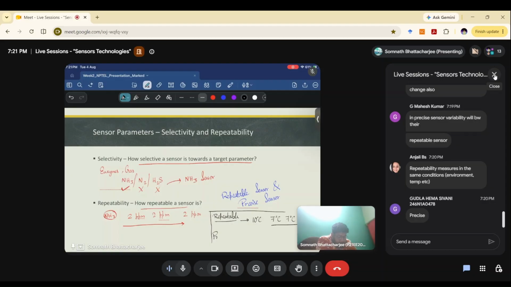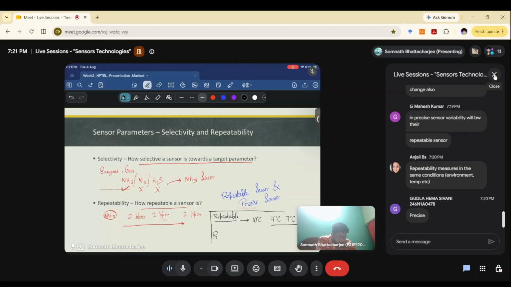Now moving on to the next one, what is stability? What is the stability of a parameter? Sorry, for a sensor. How stable a sensor is, right? So let's say you have a sensor which has characteristics like this, right?